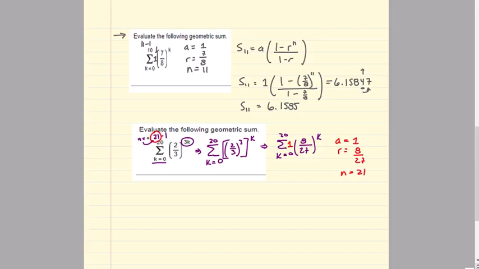So I should be able to find this geometric sum by using the formula S sub 21 is equal to a times 1 minus r to the n all over 1 minus r. So S sub 21, the 21st partial sum, that means I add up the first 21 terms. This is equal to a, which is 1, times 1 minus r, r is 8 over 27, to the 21st, all over 1 minus 8 over 27.